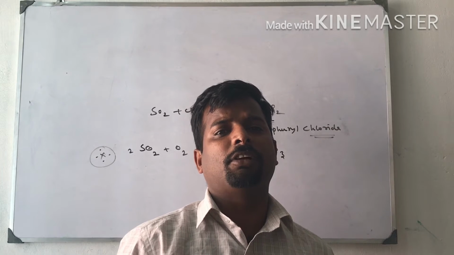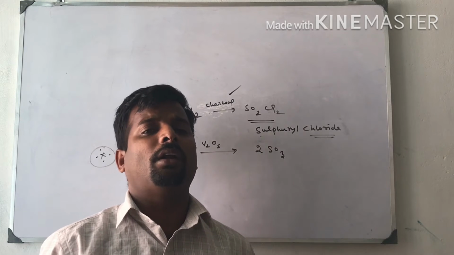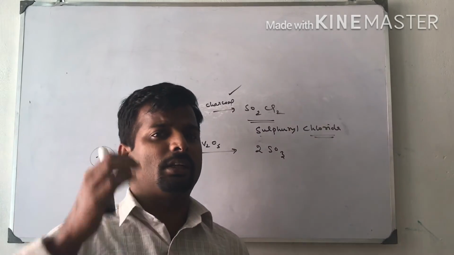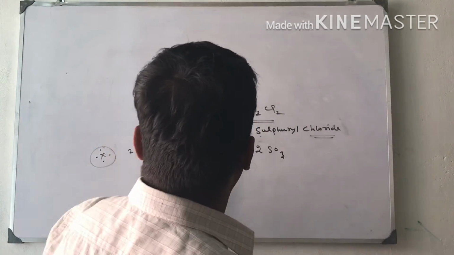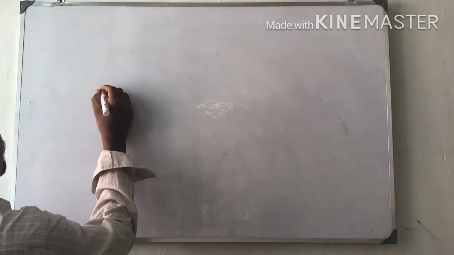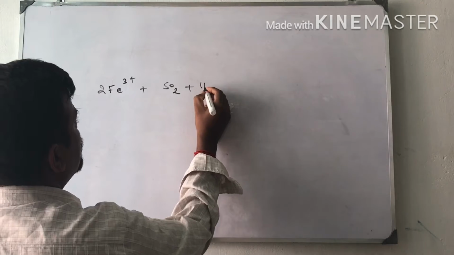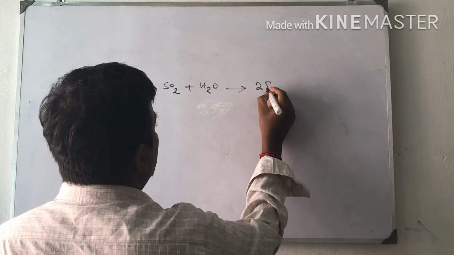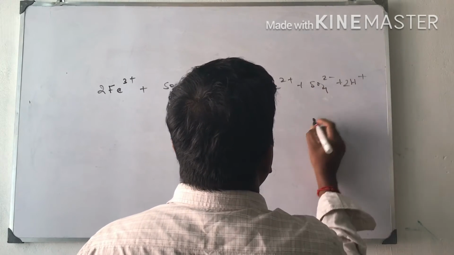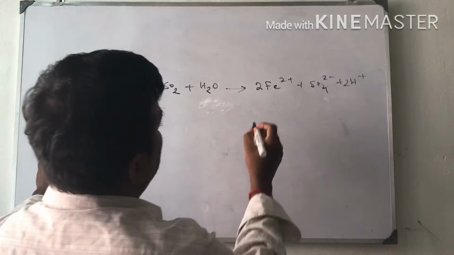One more thing: sulfur dioxide is a very good reducing agent. It reduces iron 3 plus into iron 2 plus ion and it also decolorizes potassium permanganate. This we already learned in the 10th standard bromine water test. Here we are going to study the reaction of Fe3 plus into Fe2 plus: 2Fe3 plus plus SO2 plus 2H2O gives 2Fe2 plus plus SO4 2 minus plus 4H plus. So this is the equation where Fe3 plus is reduced to Fe2 plus.